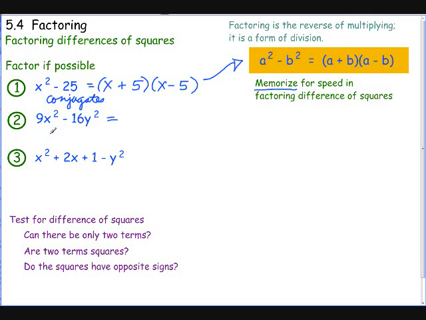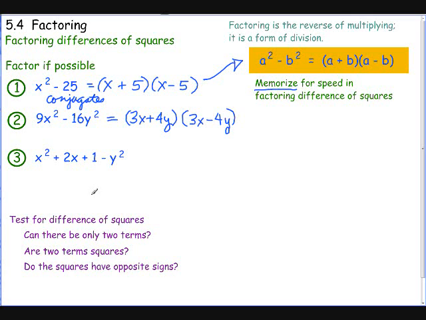Is this a perfect square? You bet. I'm going to make a little more room between my parentheses here because we've got more numbers to deal with. 3x times 3x would give me 9x squared. 4y times 4y would give me 16y squared. So we've got a sum and a difference. We multiply those together, we get a difference of squares.